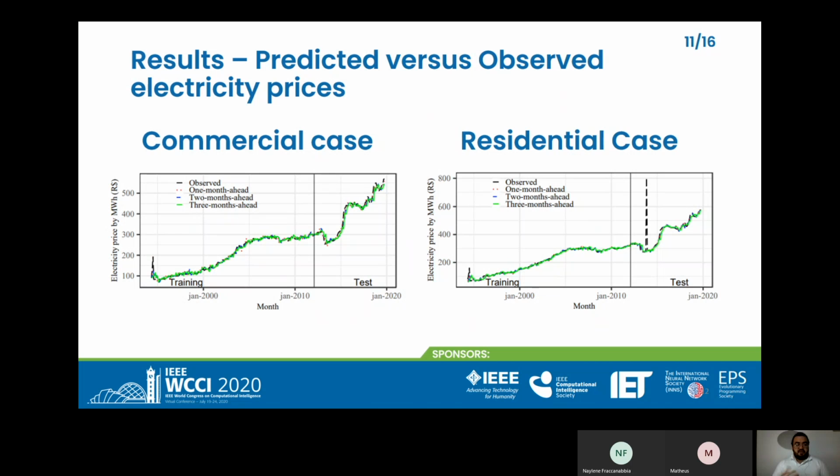About the results, in the predicted versus the observed electricity prices, the proposed model learned the data pattern for both training and test sets in both datasets in all forecasting horizons. The models could not capture the outlier presented in the residential case, as you can see in the plot on the right.